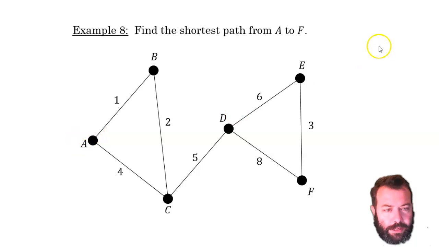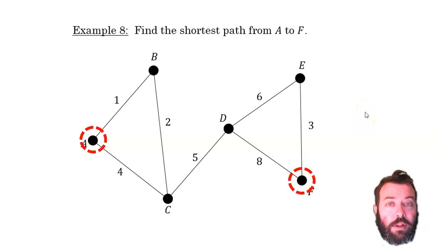So I want to get from A to F. There's A and there's F. I want to get there the shortest way. Now keep in mind, networks are not to scale. So it's not necessarily what at first glance looks like the shortest path.